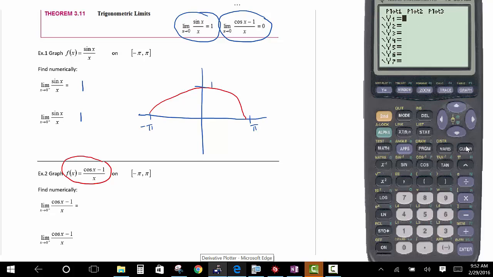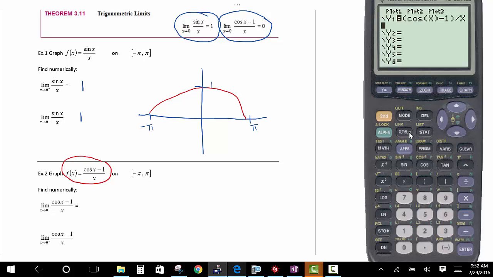And I'm going to erase this. And now what I have to put in is like this. You want to put in cosine of x minus 1 and then close parentheses and then divide by x.